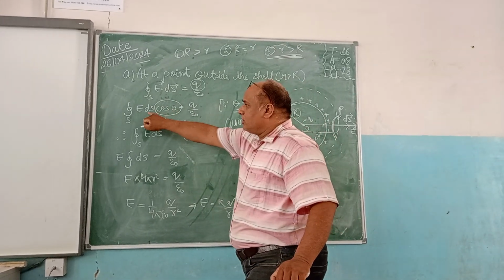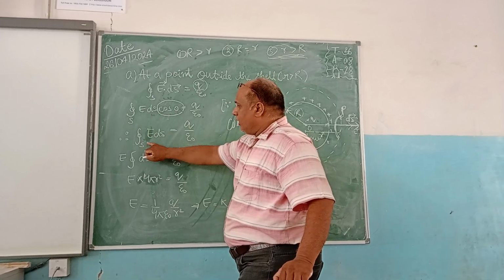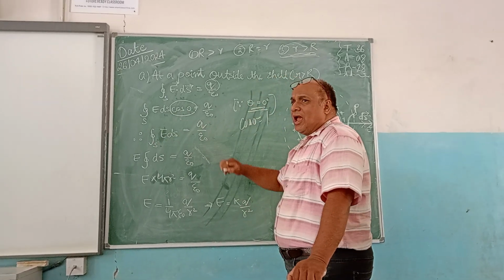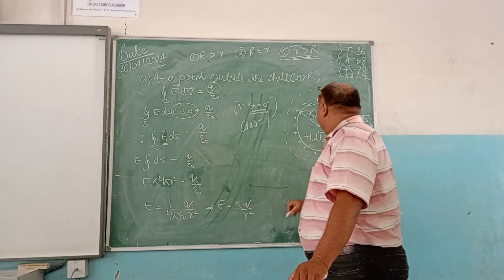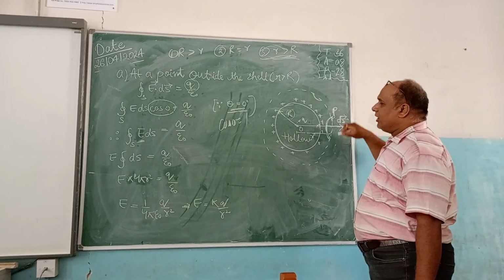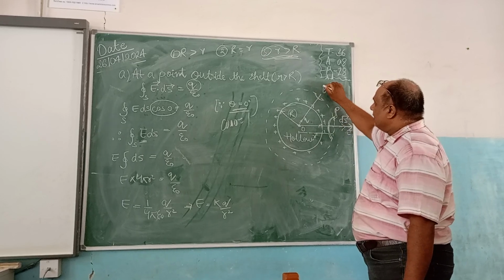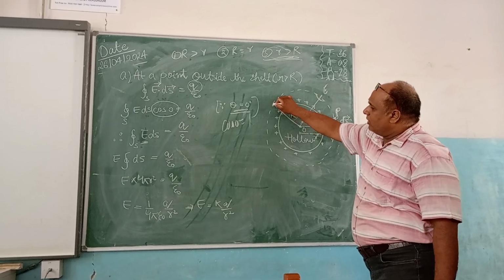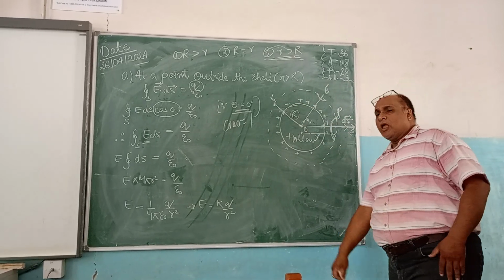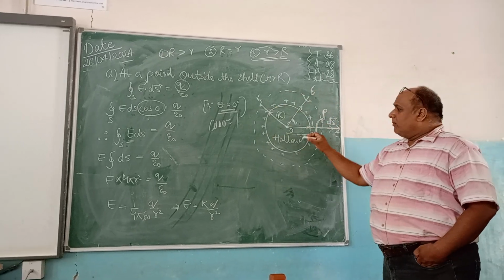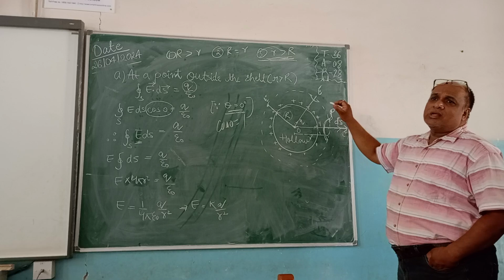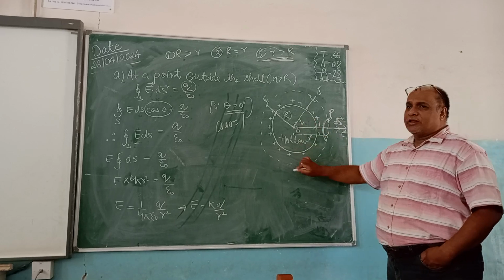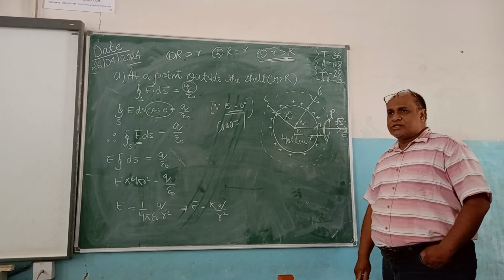Multiplying by 1, we get closed integral E ds is equal to q by epsilon naught. Now we know that the electric field intensity at every point, suppose you take a point here, is the same. At this point, the electric field intensity is the same. Why is the electric field intensity the same? Because this radius is the same for the whole sphere. So at every point, the electric field intensity is the same.